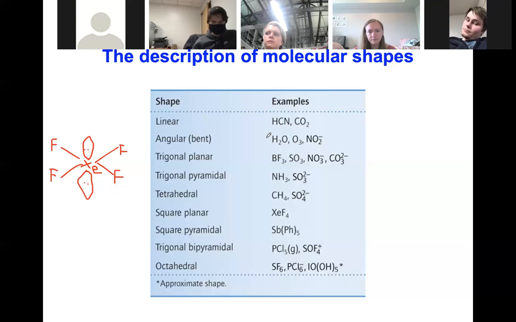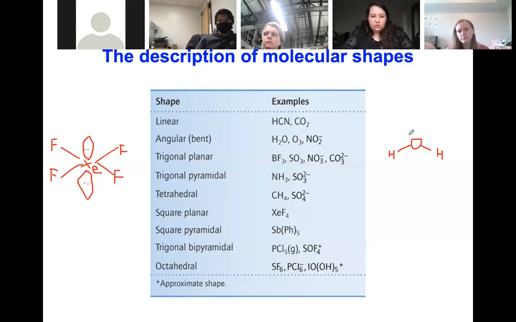Let's draw water. So that's oxygen, then we're going to have two oxygen-hydrogen bonds. Then how many lone pairs are we left with on oxygen? 2. 2 lone pairs, right?